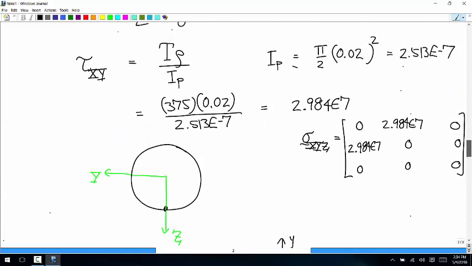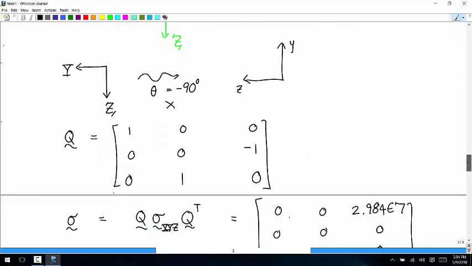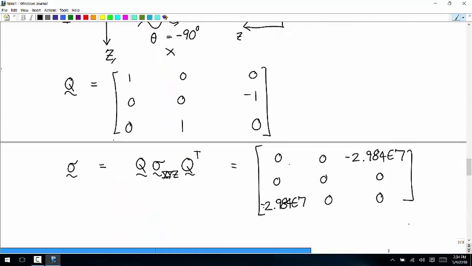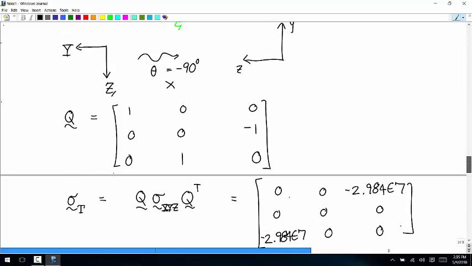Where? Oh, because it's negative and I didn't put it in here. Okay, yes, thank you. So let's put them in. So these should all be negative, and then these should be negative too. And this is the one just for torque.